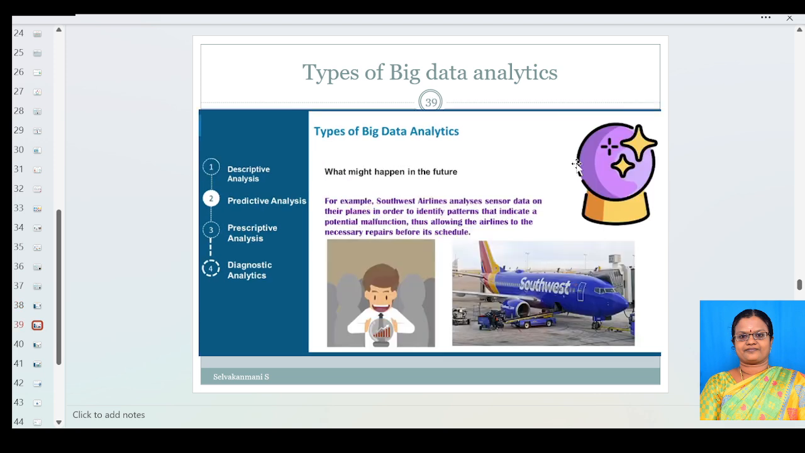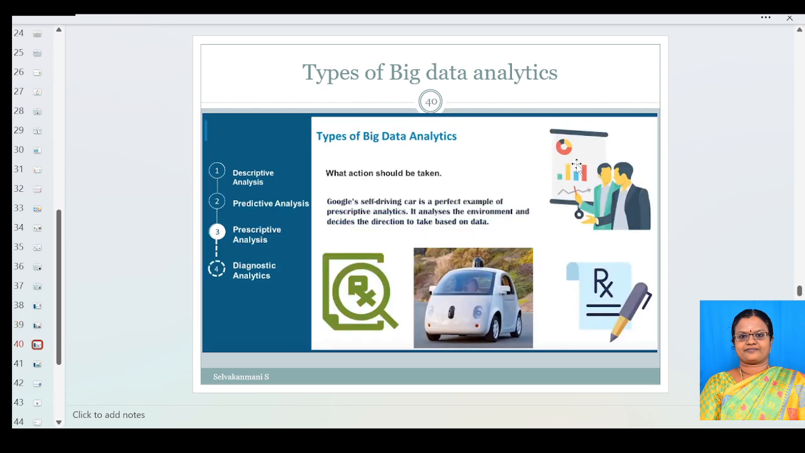The second one is predictive analysis. It tells what might happen in the future. For example, Southwest Airlines made an analysis of the sensor data on their planes in order to identify patterns which indicate a potential malfunction, thereby allowing the airline to make the necessary repairs before schedule.